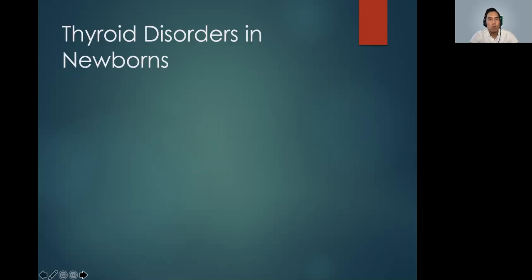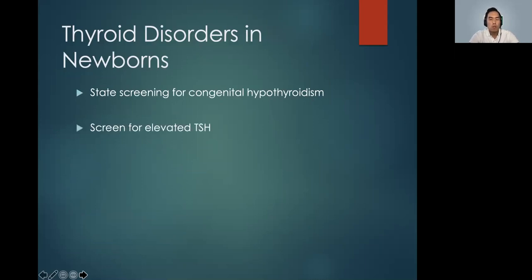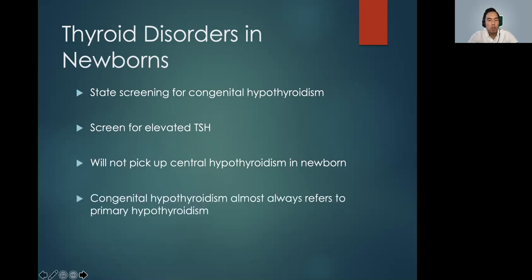So let's talk about thyroid disorders in newborns. As you all know, every state screens for congenital hypothyroidism. The test is designed to screen for elevated TSH level. So this test would not pick up central hypothyroidism in newborn. However, by statistics, congenital hypothyroidism is almost always caused by primary hypothyroidism, right? Like I mentioned before, it's either ectopic thyroid gland or thyroid agenesis, right? So when you talk about congenital hypothyroidism, it almost always refers to primary hypothyroidism.